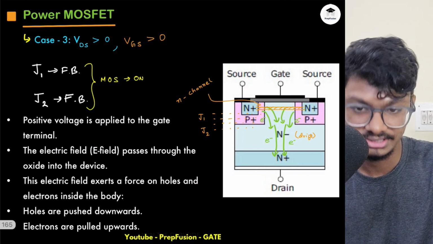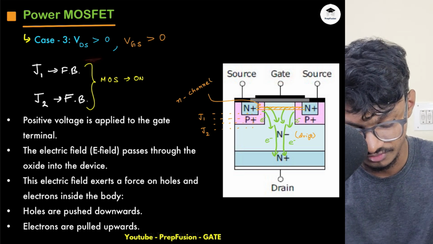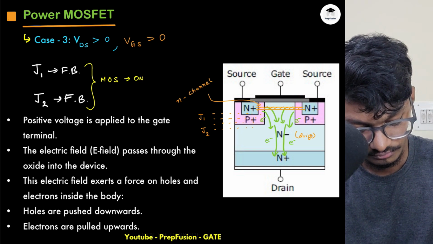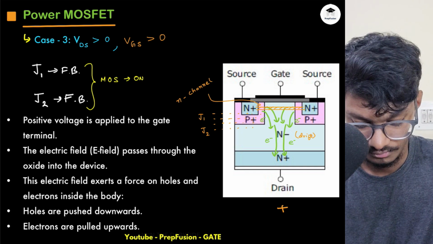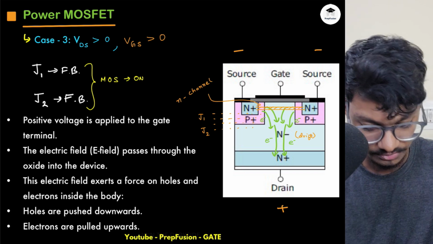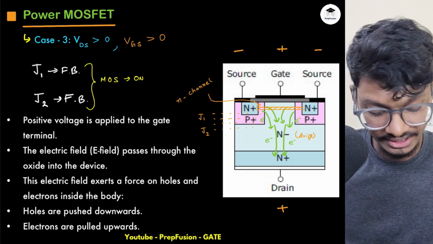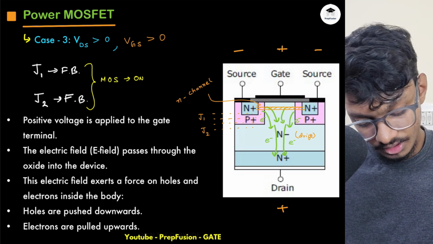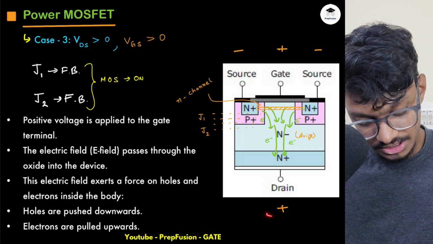Okay, next let's go to case 3. Now this time I am applying something to the gate terminal. So VDS is positive, so drain is plus and source is minus, and VGS is also positive, so the gate will be positive. As Himanshu also explained, here again junction J1 is getting forward biased and J2 is also getting forward biased.